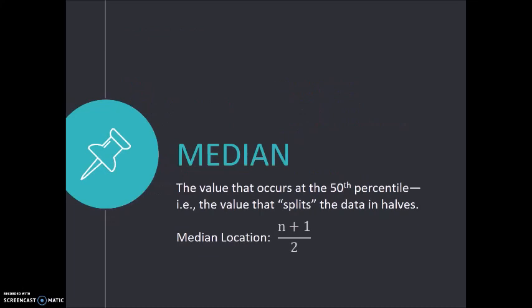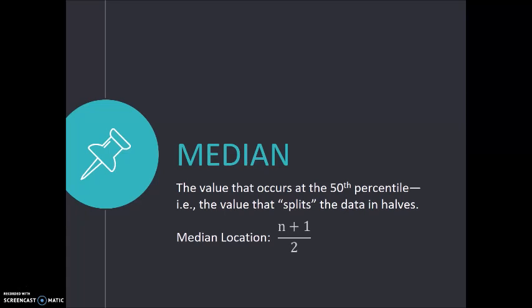The second option is the median. The median is the number that occurs at the 50th percentile. That is, it's right in the middle of your data. So this splits the data into two equal halves. You can locate the median in a set of scores by taking the count of the scores, adding 1, and dividing by 2. Now, please keep in mind, this is the location of the median, not its value.